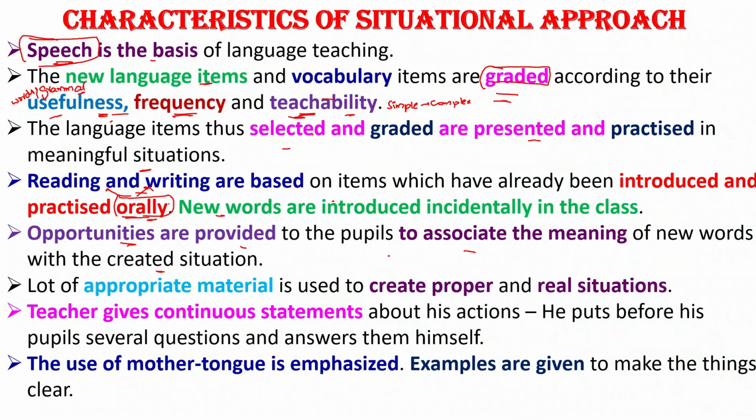For example, the teacher is teaching the students and tries to show an indication of run or running. By seeing that indication, the child tries to associate the meaning of it. With the atmosphere the teacher has created based on the situation, he tries to understand that vocabulary. A lot of appropriate material is used to create a proper and real situation, and the teacher gives continuous statements about his actions.